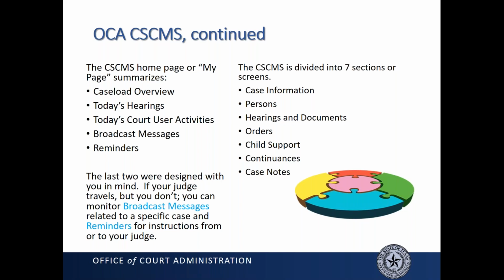CSCMS is divided into 7 sections or screens. You've got the case information, the persons, which are the parties and attorneys, hearings and documents, the orders, the child support that was set, the continuances, and the case notes. We talked earlier about using the different spaces for information when you have an event that has occurred versus using case notes. So if someone is in jail, use the space that is provided for you to indicate whether a person is in jail.